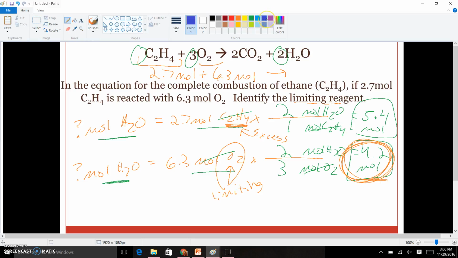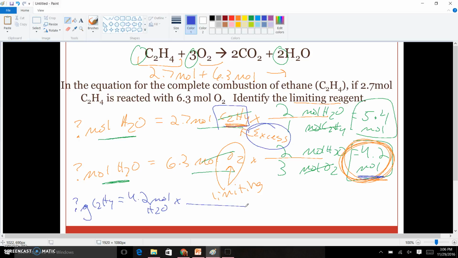Another part of this question that you'll have to know is how much excess reactant you will have left over. Like when you're making peanut butter and jelly sandwiches, how much jelly do you really have left over? In this case, my jelly is the C2H4. So I'd ask myself how many grams of C2H4 will I have left over after I make 4.2 moles of water, H2O?